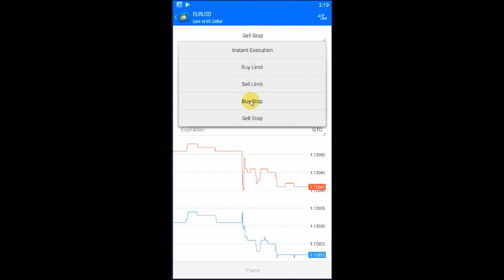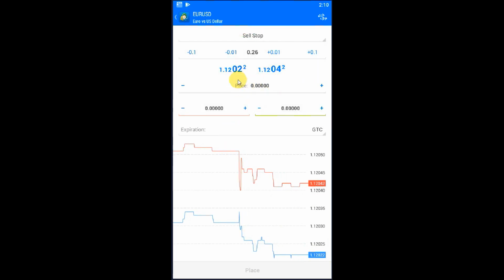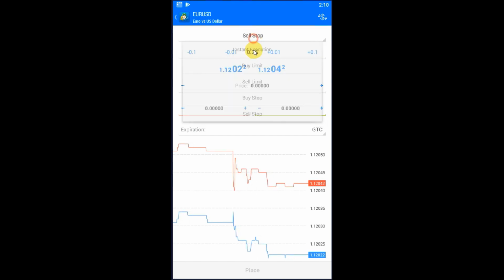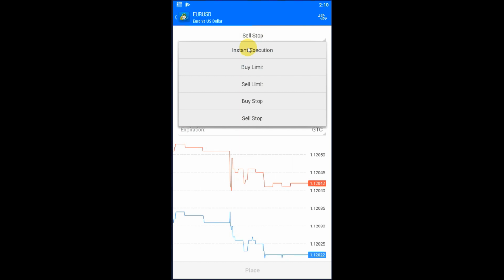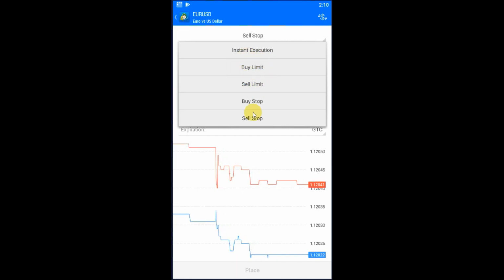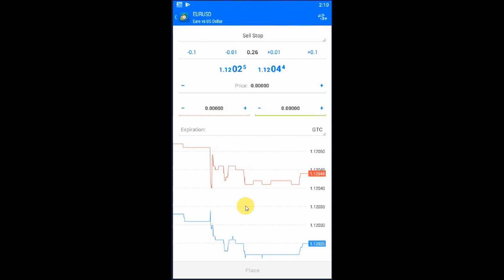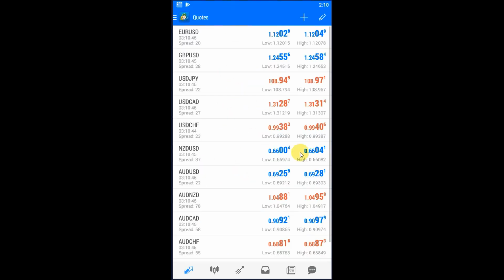Now as you can see, for buy stop and sell stop, there's price inclusive. Price is where you're telling your broker to enter the trade for you. So in this course, I'm only going to be showing you how to use instant execution, buy stop, and sell stop. I'm not going to show you how to use buy limits or sell limits, as I don't have any strategies that are based on that. So yeah, this is how you place a trade. After you enter your information there, just click place and your trades will be placed.